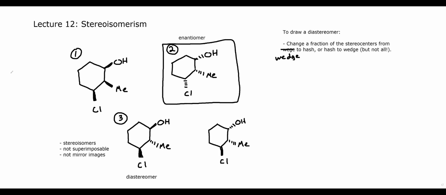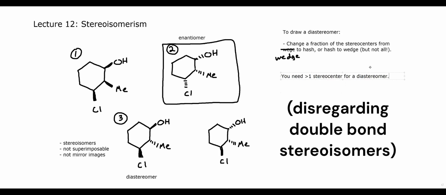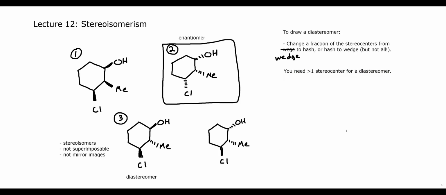Okay, so in order for this to work, you need more than one stereocenter for a diastereomer. You need more than one stereocenter for a diastereomer. Okay, if you have a molecule with only one stereocenter, there are no diastereomers.